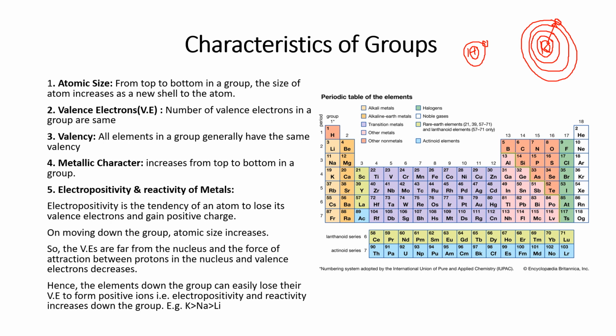On moving down the group, atomic size increases. So the valence electrons are far from the nucleus and the force of attraction between protons in the nucleus and valence electrons decreases. Hence the elements down the group can easily lose their valence electrons to form positive ions. Electropositivity and reactivity increase down the group. Metallic character of potassium is greater than sodium and greater than lithium. We discussed it before for metallic characteristics. Okay, we are going to the next slide.